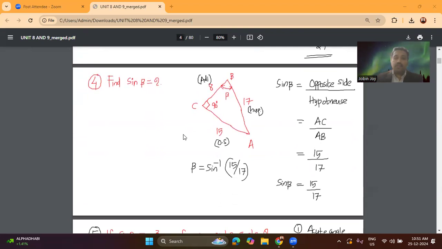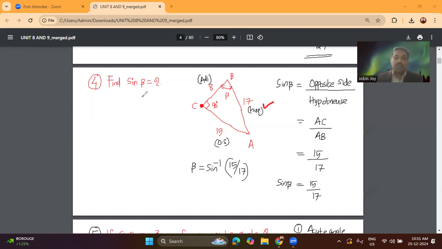Next, I am calculating sine beta. This is the triangle given, ABC. Angle C is the 90-degree right angle. So the side opposite to angle C is hypotenuse. So AB is the hypotenuse. And angle B is given. This angle B is beta. So the side opposite to beta is called opposite side. So AC is the opposite side, that is 15 units. So BC is the adjacent side.